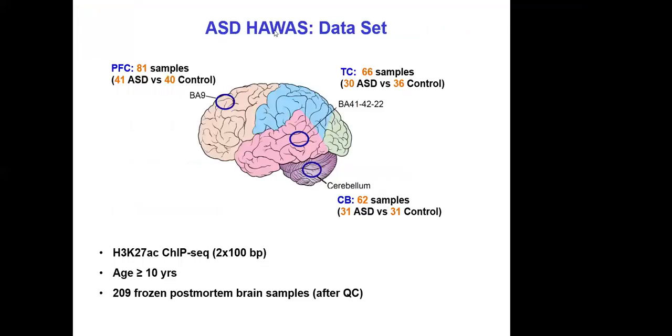So we did a histone acetylome-wide association study of autism spectrum disorder. This was our data set. It's a puny data set by the standards of GWAS, but by the standards of EWAS, it's quite all right. In the prefrontal cortex, we had 40 versus 40. In the temporal cortex, we had 30 versus 36, and in the cerebellum, 30 versus 30. So disease versus control. In all, they were all greater than or equal to 10 years old. We did K27 acetylation ChIP-seq, and in all, we had 209 ChIP-seq data sets in the study.